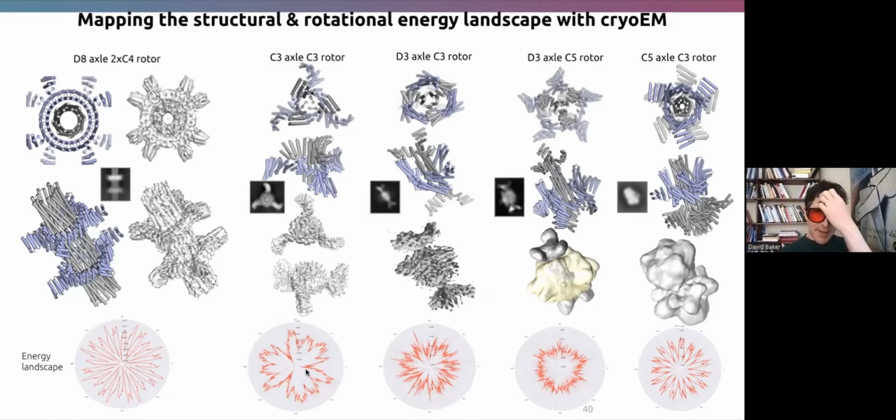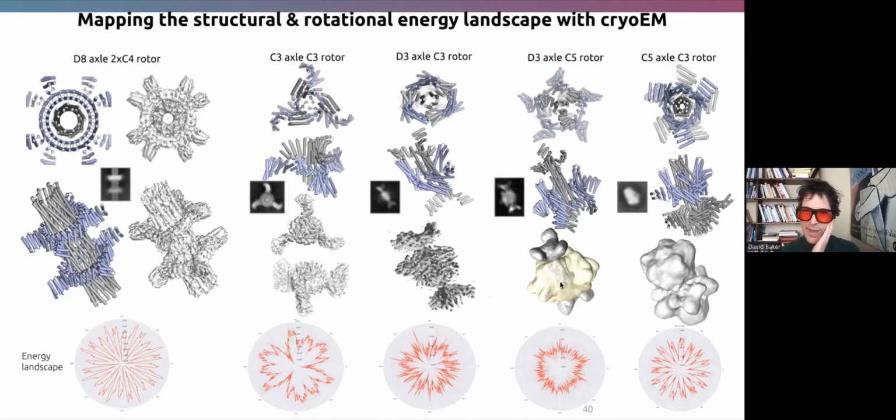In other cases, like this one, where we have a dihedral D3 axle and a C5 rotor, there's a symmetry mismatch. So if you think about the rotational landscape, the periodicity doesn't match, there are not 3 simple global deep minima, and so we get much rougher energy landscapes, shown here, without really deep minima. And when we look by EM, it fits.